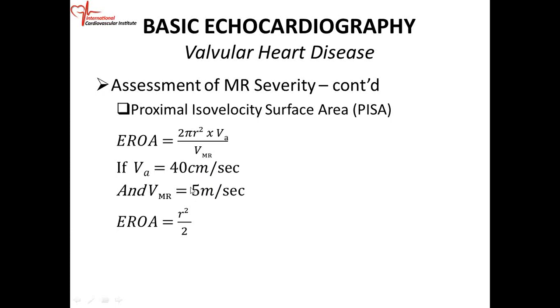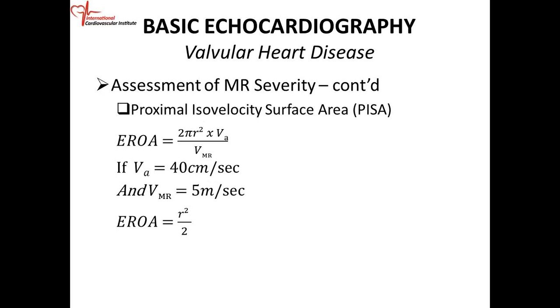But you have to convert this 5 meters per second into centimeters. The units have to match. So you convert 5 meters per second to centimeters per second. And if you plug it into the equation, you'll get your EROA equal to R squared over 2.